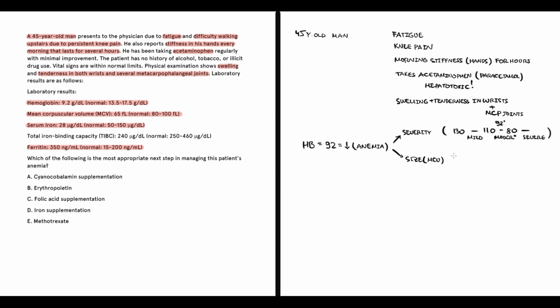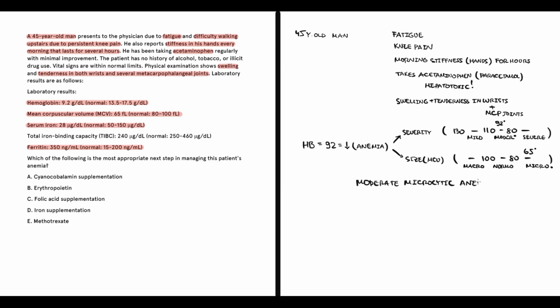The type of anemia we determine by the size of red blood cells. And to determine the size of red blood cells, we look at MCV. In case of MCV, we have to know two numbers. It's 100 and 80. Everything above 100 is macrocytic, between 100 and 80 normocytic, and lower than 80 is microcytic. In this case, MCV is 65, which is microcytic anemia. So in this case, the patient has moderate microcytic anemia.